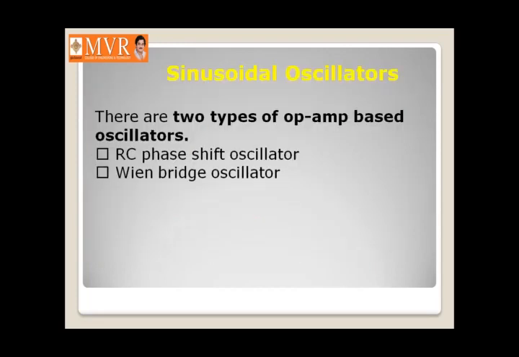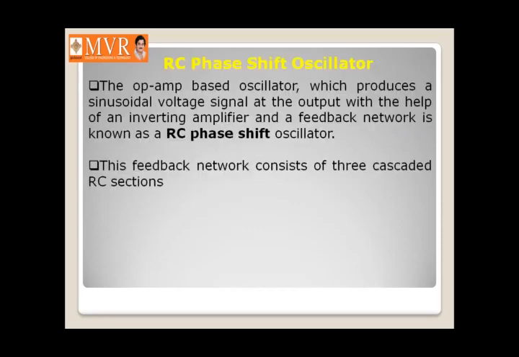So based upon these two conditions, we are going to discuss mainly two types of oscillators. First one is the RC phase shift oscillator, and the second one is the Wien bridge oscillator. The RC phase shift oscillator is an op-amp based oscillator in which we use RC networks to produce a sinusoidal signal as its output.